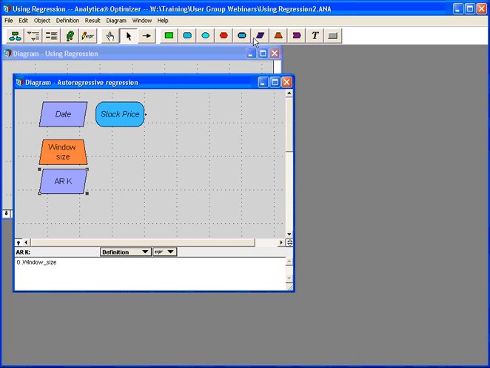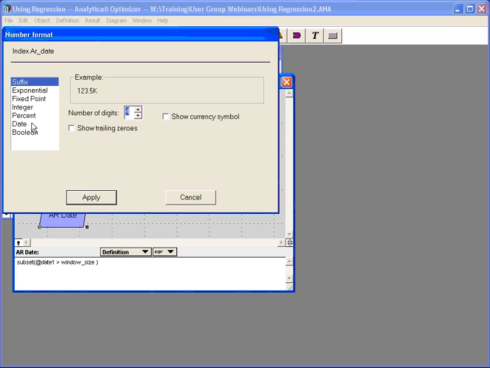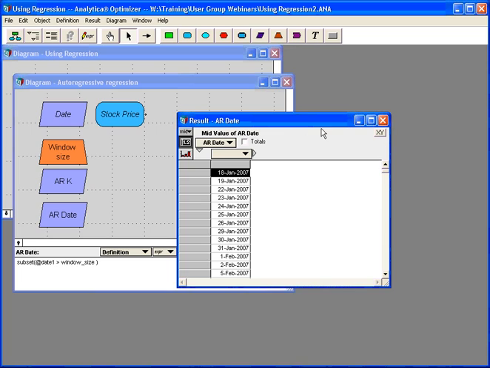Now, I'm going to use a different date index because we can't do any prediction for the first 10 days. We have to start with the 11th. So just pretend the first 10 days don't count as data. I'm going to make a new date index that excludes the first 10 days. I'll call it AR date. It'll just be a subset of our original index, where the position is greater than window size. Let's see if we got it. Instead of starting January 3rd or whatever, it starts January 18th.